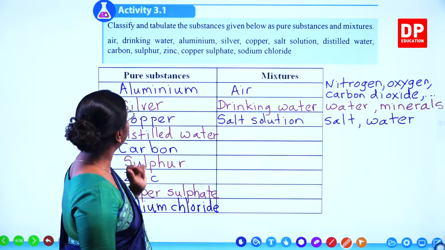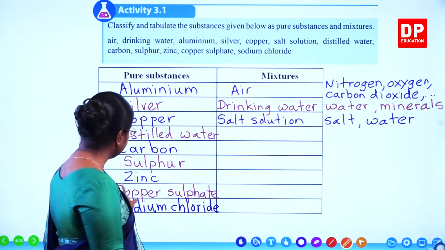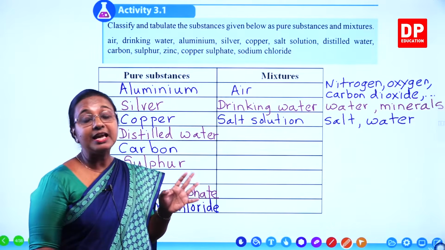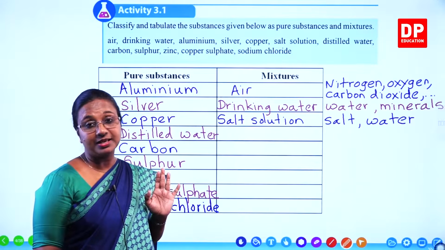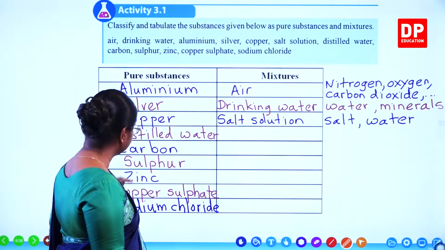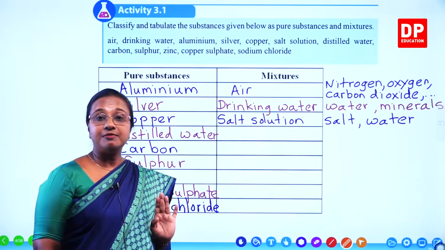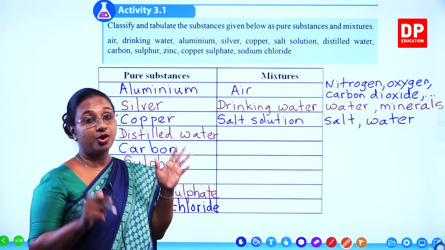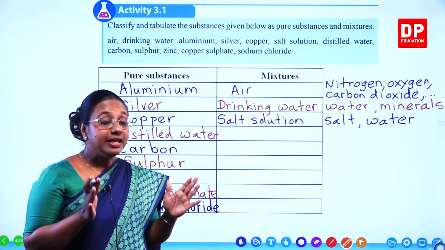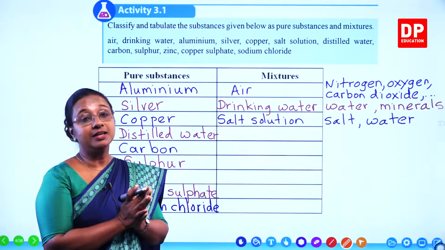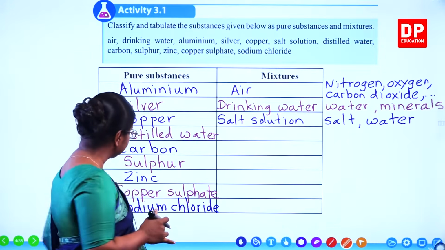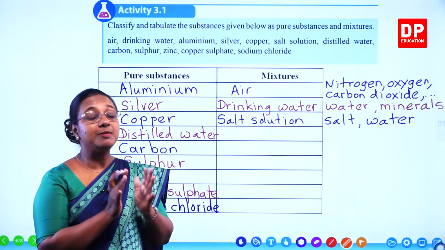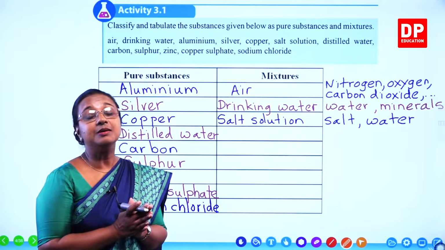Then after that, we have carbon, we have sulfur and zinc. Those are all elements, what we will be discussing as elements. So, they are again made up of one type of constituent particles. So, those are again pure substances. Only carbon particles, only sulfur particles, only zinc particles. Then the last two, copper sulfate. So, copper sulfate is a compound. It is made up of only copper sulfate constituent particles. So, that is a pure substance. The same way, sodium chloride. So, only sodium chloride particles are there. So, that again is a pure substance.